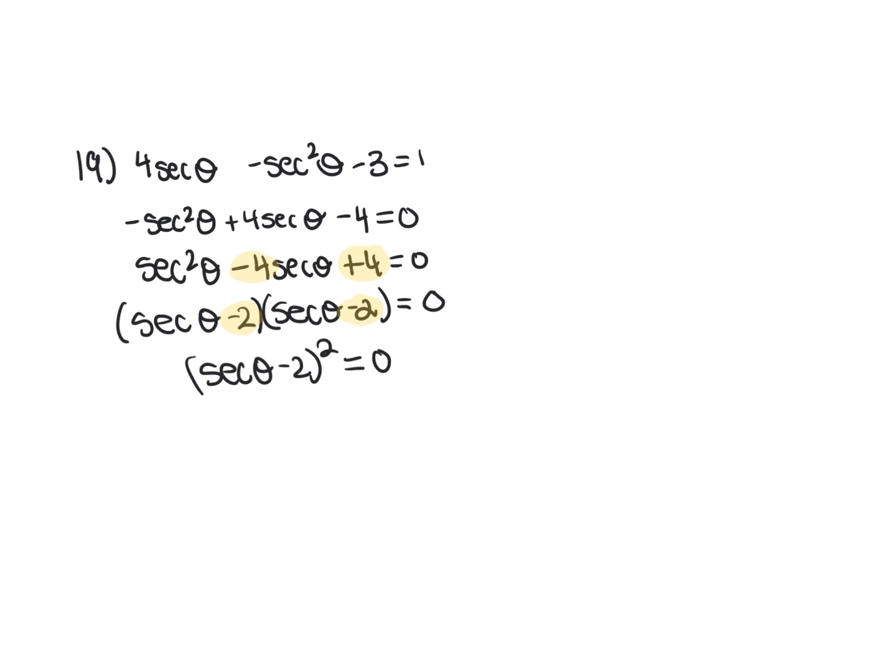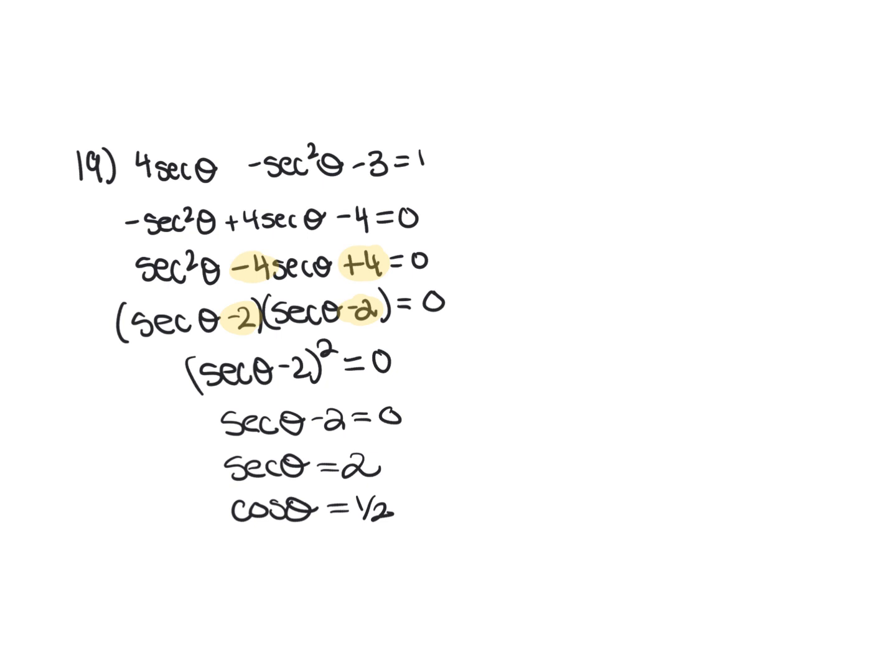Square root both sides. Make sure that when you square root both sides, it's a plus and minus. So if I had a 1 over here, it'd be a plus or minus 1. But I don't have a 1, I have a 0. So I have secant theta minus 2 equals 0. Add the 2 over, secant theta equals 2. That's the same thing as saying cosine of theta equals a half.